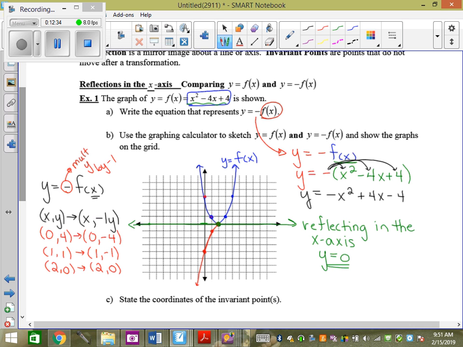So if they say reflecting in the x-axis, or they could say reflecting in the line y equals 0, they could change out these two things. They mean the exact same thing. That's just a fancy way of saying the x-axis. Why do they do that? Because they're testing if you know that the line is y equals 0. That's it. Okay? So the rest of my points are going to reflect down.